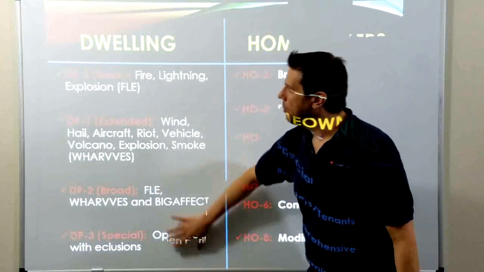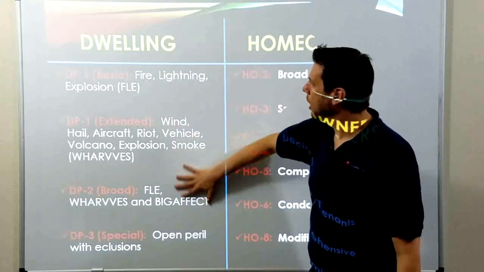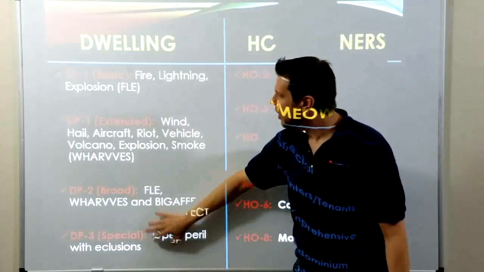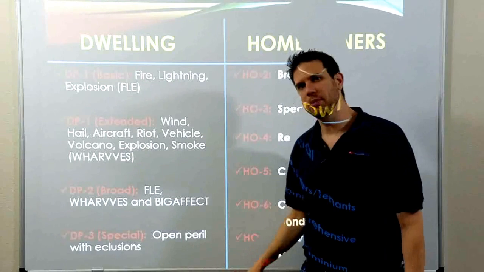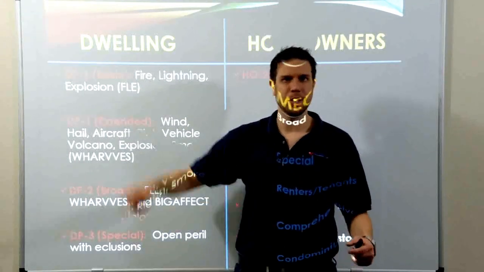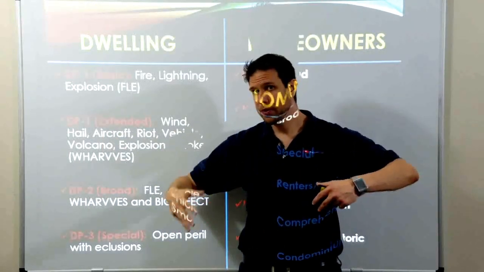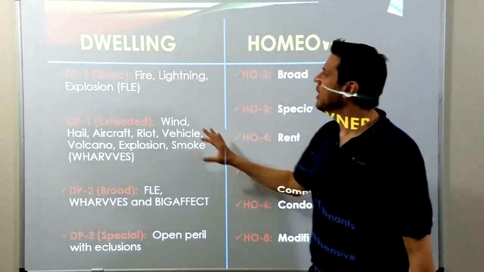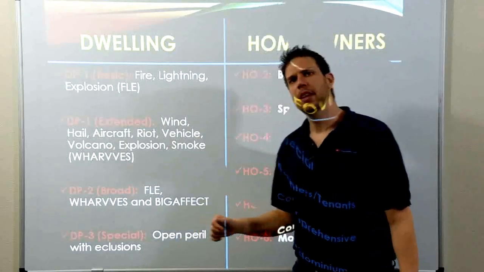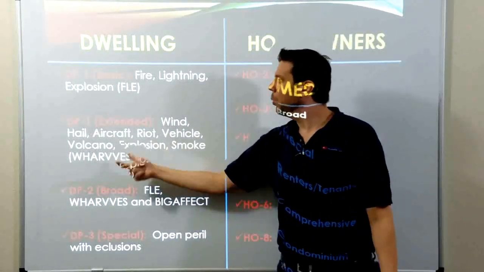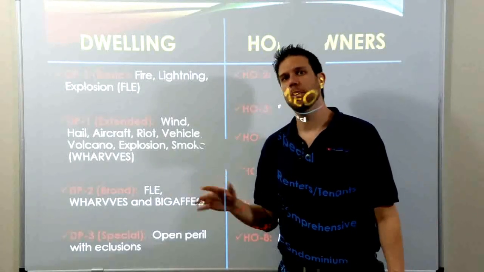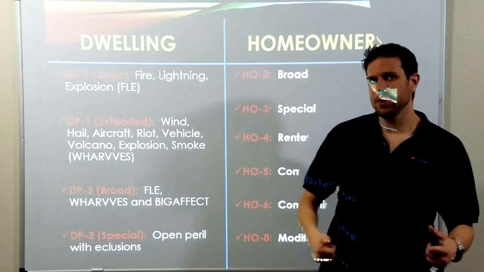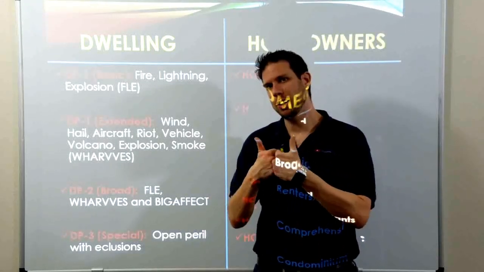So we have 3 dwelling policies, DP1 basic, DP2 broad, DP3 special, and their names are the cause of loss forms that the structure is protected against, the actual house. A DP1 covers your house against fire, lightning, explosion. The DP1 extended perils cover wind, hail, aircraft, riot, vehicle, volcano. We will cover volcanoes. Volcanoes are good. They're covered underneath almost every policy.